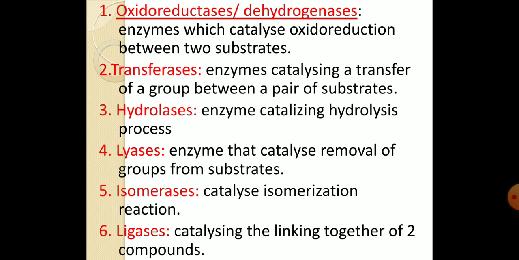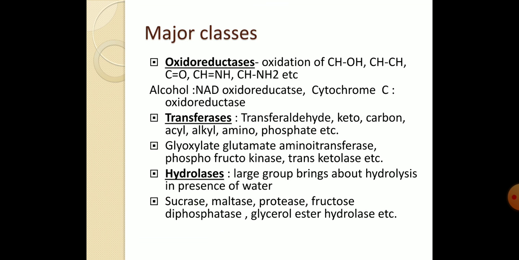First, oxidoreductases: there is oxidation and reduction between two substrates. Next, transferases: there is a transfer of a group of the substrate. The third is hydrolases: hydrolysis activity takes place. In the lyases, there is removal of a group from the substrates. Isomerases are involved in isomerization reactions. Ligases are involved in linking together two compounds. So there are different groups.